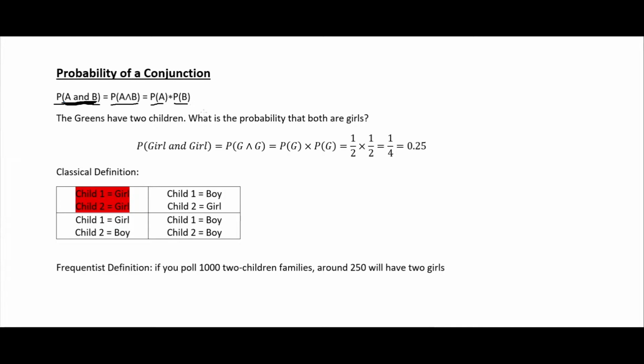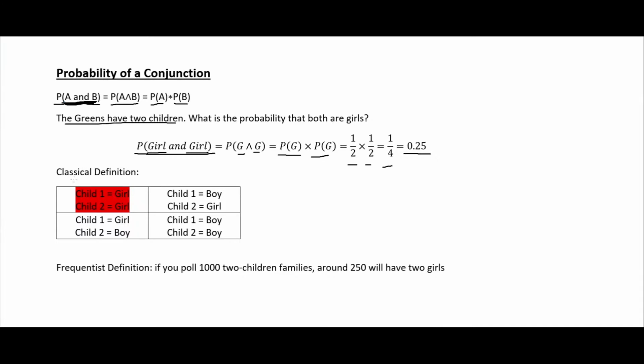And so we have the Greens have two children. What is the probability that both are girls? So we have the probability of girl and girl. And so the probability that the first one is a girl and the probability that the second one is a girl. And so that is equal to the probability of G and G being girls: the probability of the first one being a girl times the probability of the second one being a girl. And so that is 1/2 times 1/2, which is equal to 1/4. And so that is a probability of 0.25.